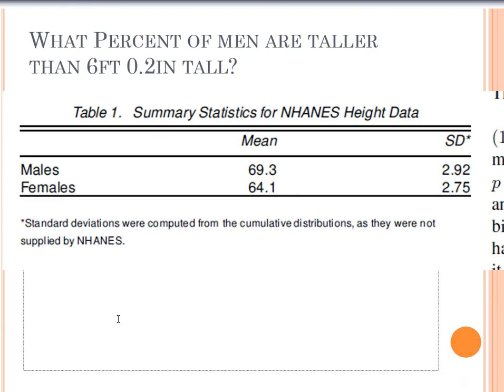So let's start with an easy problem. What percent of men are taller than 6 foot 0.2 inches? The first thing that we need to do is convert this into the normal model. So we have to calculate a z-score for this 6 foot 0.2 inches tall person. And since this person is a man, we're going to focus only on the summary statistics for men.